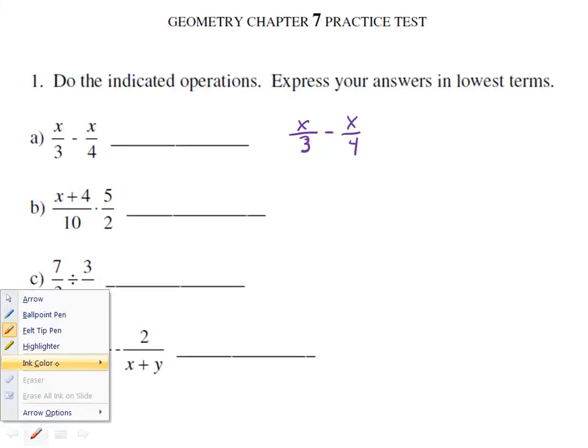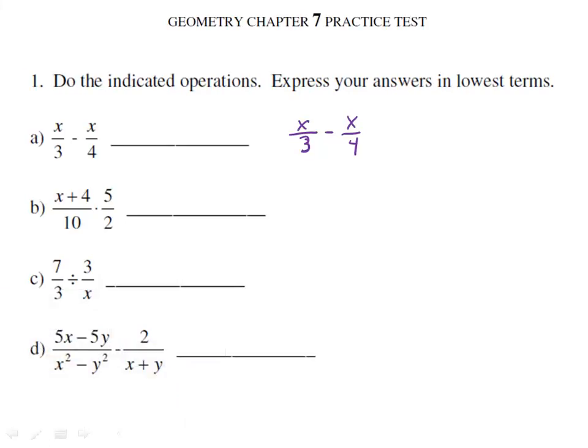So remember how we changed these into fractions with the common denominator of 12. 3 times 4 would make 12. Whatever I do to the bottom, I have to do to the top. So 4 times x is 4x, and 3 times 4 is 12. So now I have 4x over 12.